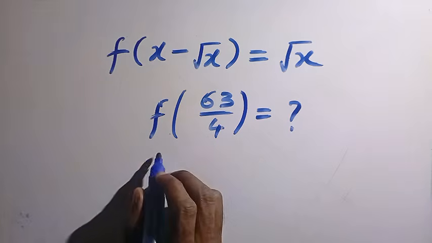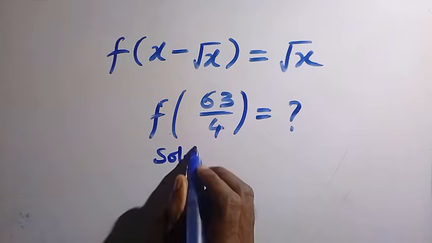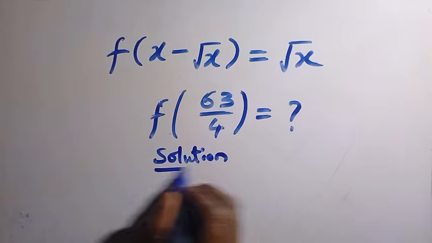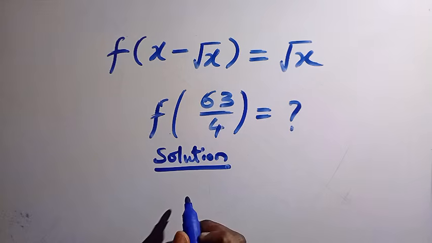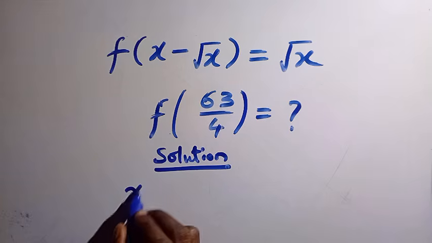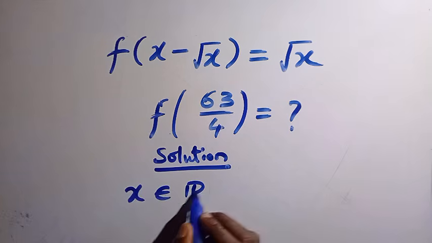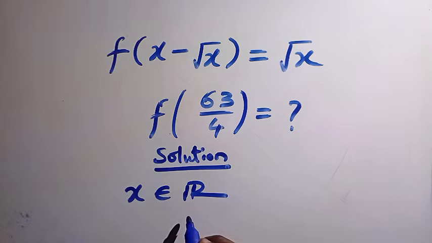First, if you consider the solution, let's understand the domain: for every x that is a member of the real numbers. That is, any form of complex number is not allowed here. And then we are going to apply the substitution method to solve this.